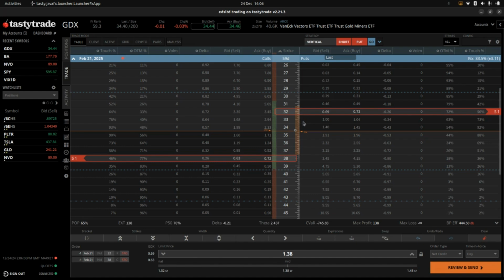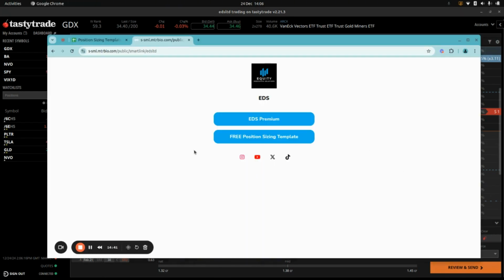Now, having said all of that, how do you know how much buying power you should be allocating to your positions? Well, in order to figure that out, we've created a free position sizing template that's free for everybody to use. The link is in the description.